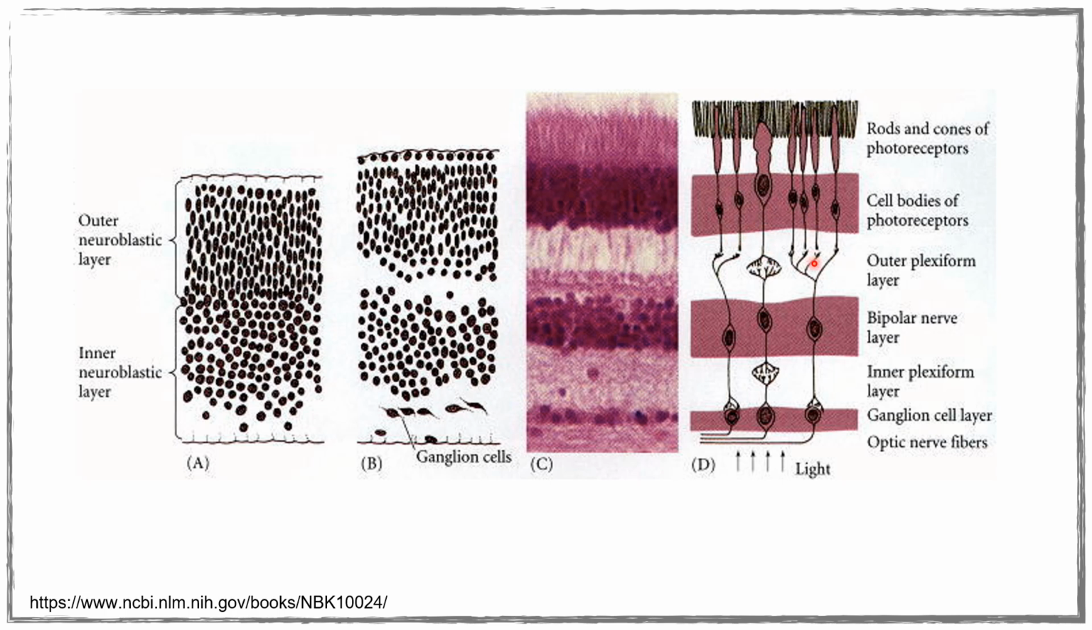We have an outer plexiform layer where synapses occur. Then the bipolar nerve layer which carries the synapses forward. An inner plexiform layer, again where synapses occur. And the ganglion cells which will further carry the signals towards the occipital lobe.